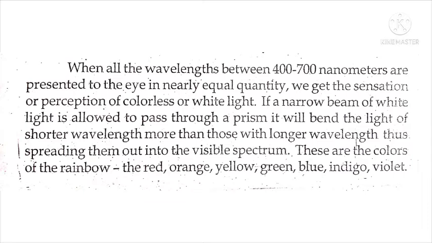If a narrow beam of white light is allowed to pass through a prism, it will bend the light of shorter wavelength more than those with longer wavelength, thus spreading them out into the visible spectrum. These are the colors of the rainbow: red, orange, yellow, green, blue, indigo, and violet.